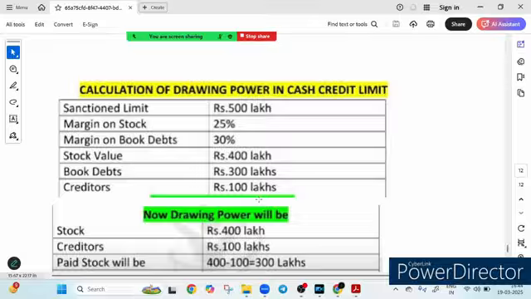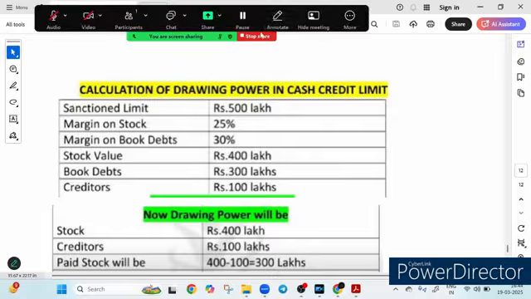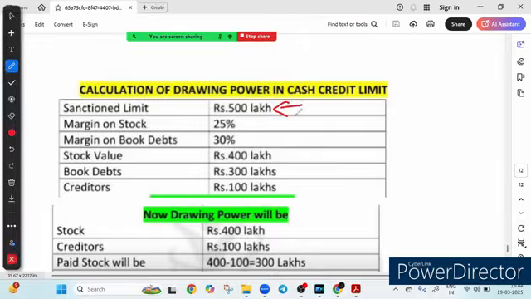So friends, imagine a business has been sanctioned a loan limit of 500 lakh. Suppose the sanction limit is 500 lakh. But wait, the bank won't just hand over the full 500 lakh immediately. The bank first checks two key things. The first thing the bank checks is the stock the business has. What is the stock value of the business? In this case, it is worth 400 lakh.